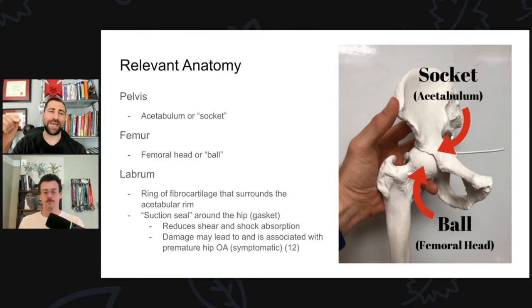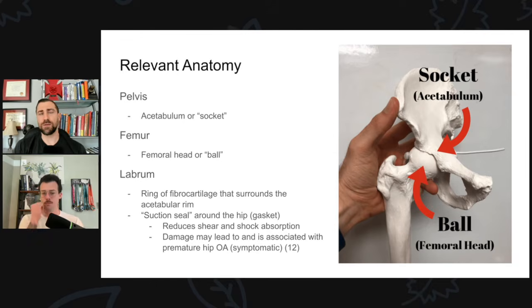So when you have an intact labrum, you're essentially walking on water. And the idea is that once you tear your labrum, you lose this suction seal, and now you can't absorb the shock and the shear as well. And that can lead to damage. So if you have a hip labral tear, that may lead to, and is associated with, premature hip osteoarthritis, right?